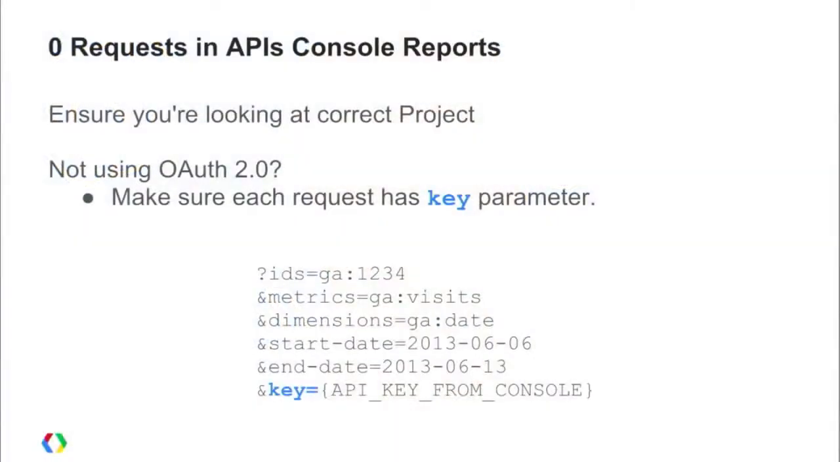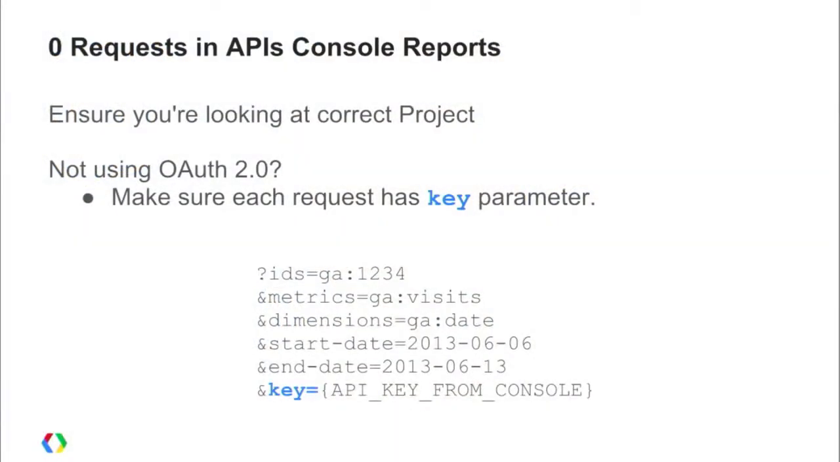So one of the other problems could be that when you look at the API console, you see 0 requests there. So you may be wondering, okay, what's going on? I'm making all these requests, but I'm not seeing them reflected in the console. Yeah. So there could be one of two issues.